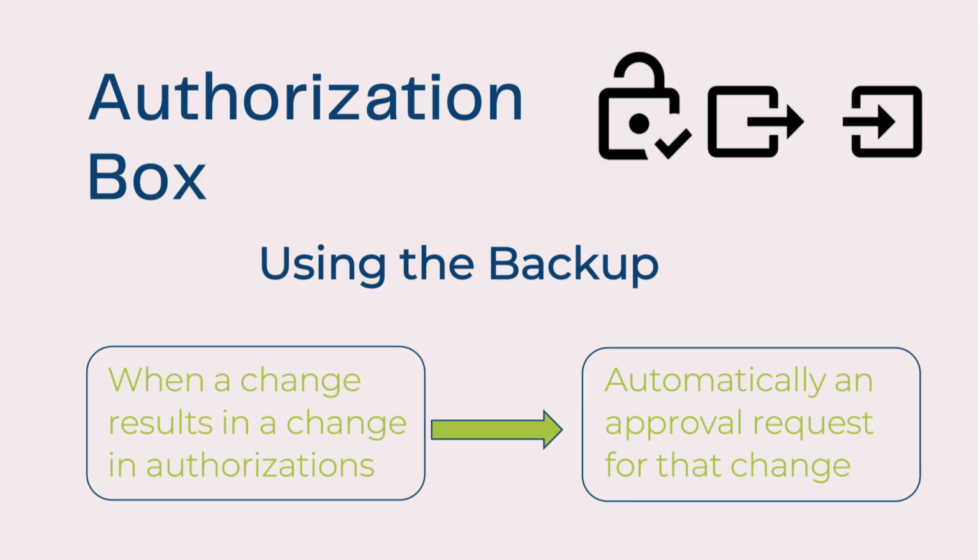When a change in one of these options would result in a change in authorizations, like for instance, the assigning of an organization role to a user, the import would automatically result in an approval request for that authorization change when approval is configured. And that is how you make use of the export and import options, using the backup or the organization chart.